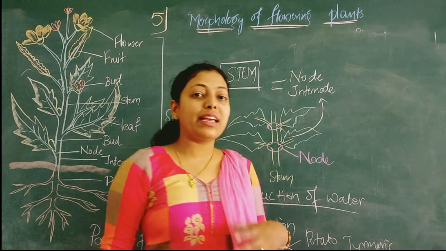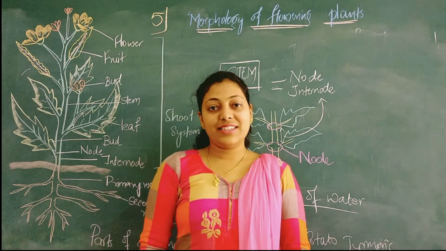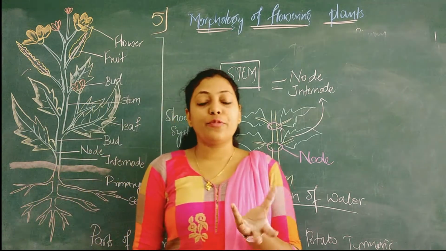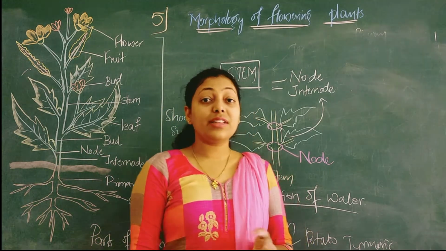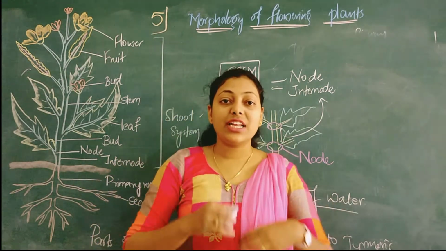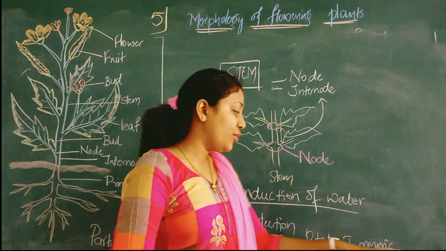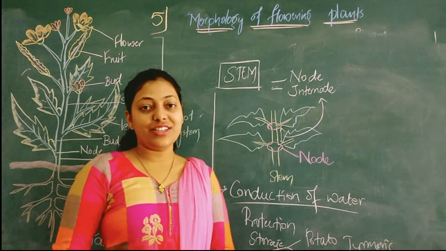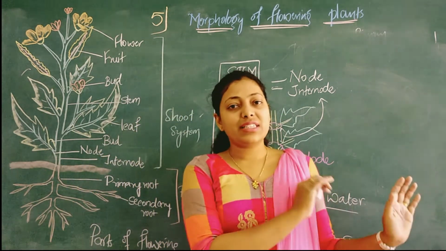Those are all the examples of modified stem. Is it clear? So this is an example of storage of food in the case of stem. That is a modified function. If the conduction is modified into a storage function, you can see that in the case of potato, turmeric and ginger. Is it clear? So this is about stem.